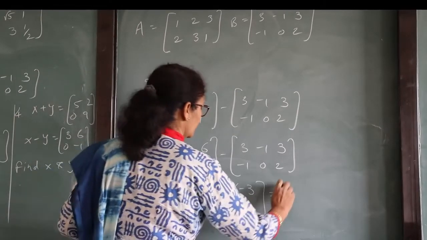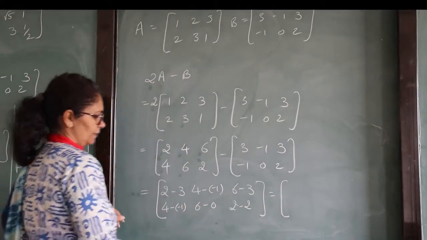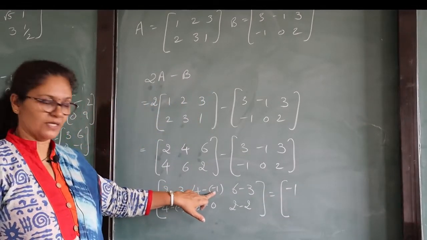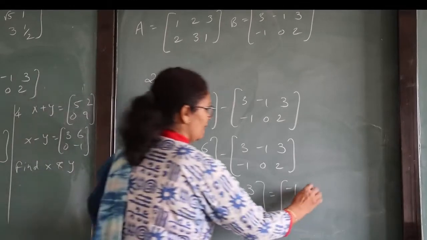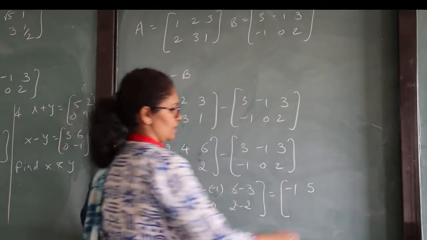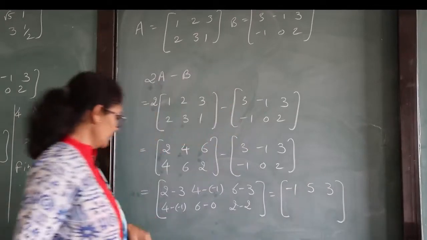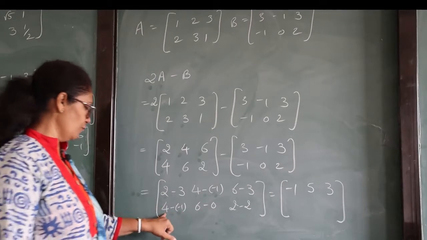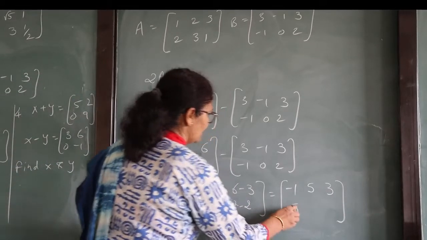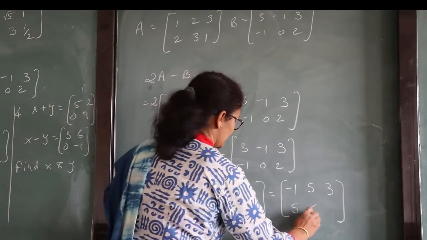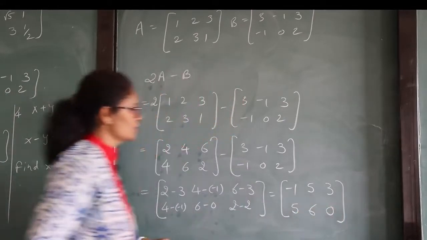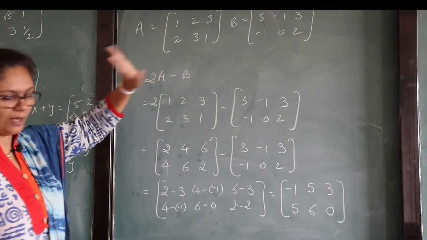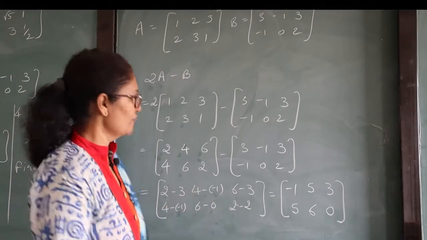Now you know what to do. 2 minus 3 is minus 1. Minus minus again becomes plus, so 4 plus 1 will be 5. 6 minus 3 will be 3. Now again the same: 4 minus minus becomes plus 1, so 4 plus 1 will be 5. 6 minus 0 will be 6, and last 2 minus 2 will be 0. So this is the multiplication with a scalar and the subtraction of two matrices.